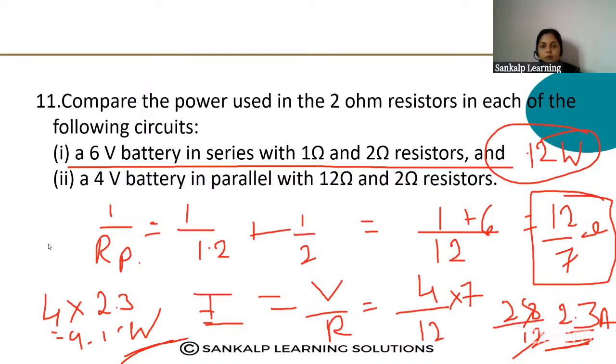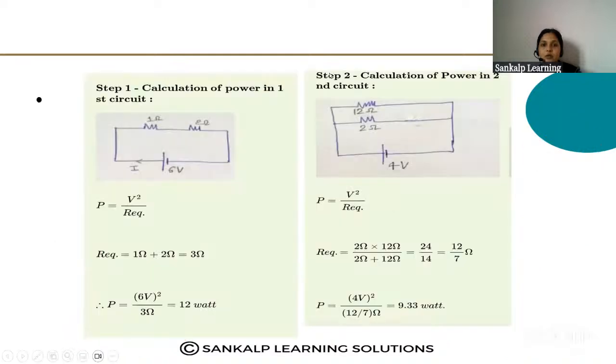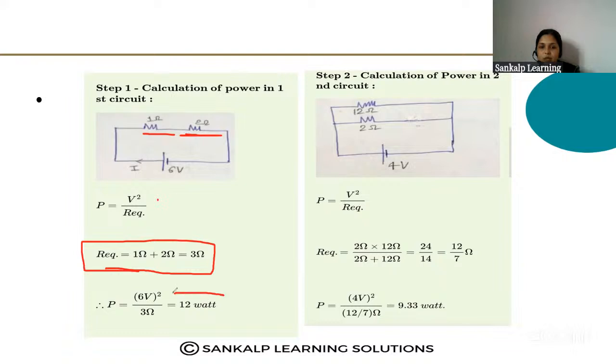So here you can apply another formula, that is P is equal to V square by R. Here, which formula applied gives the power? That is 1 ohm and 2 ohm resistors when they are connected in series. So you know the total resistance, that is 3 ohm. Then apply the V square by R formula, that is 36 divided by 3, 12 watt. So if you apply P is equal to V into I formula also, that will be the same.